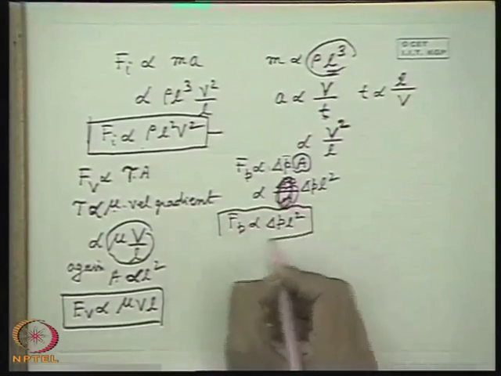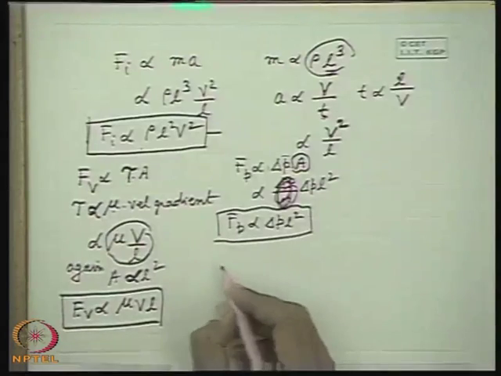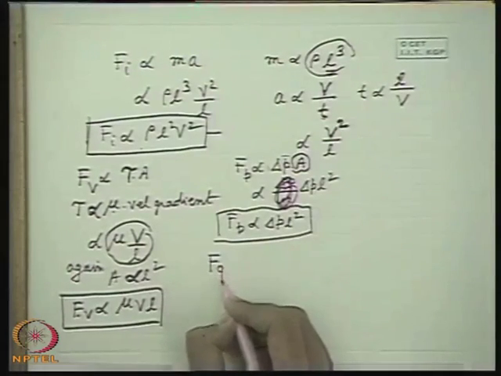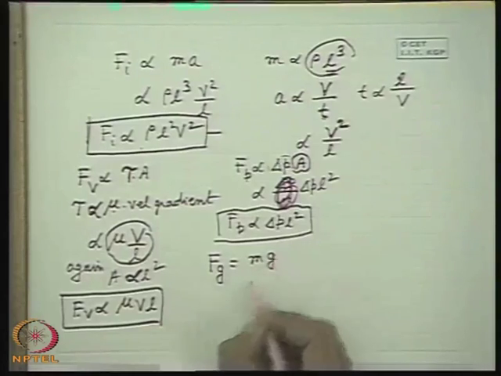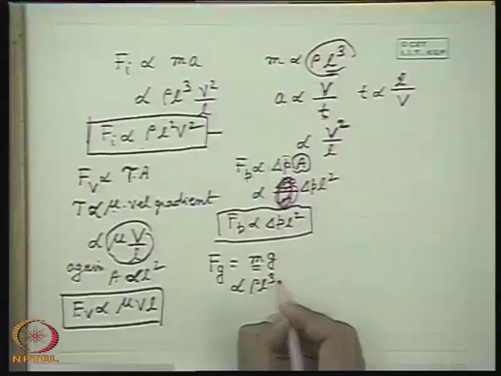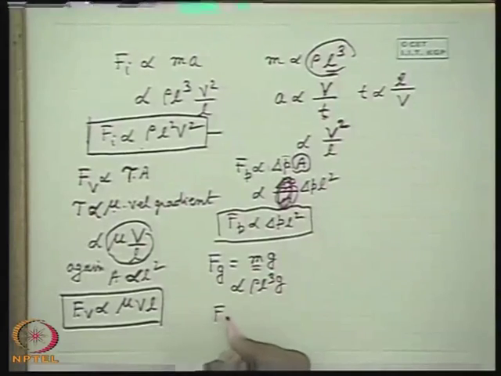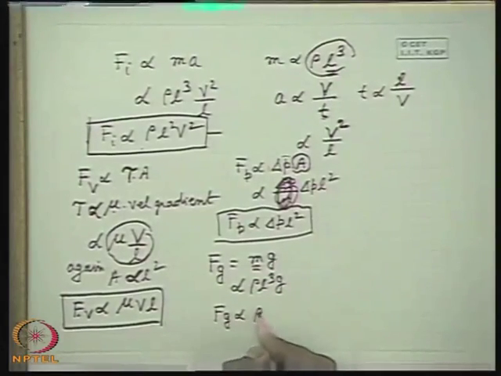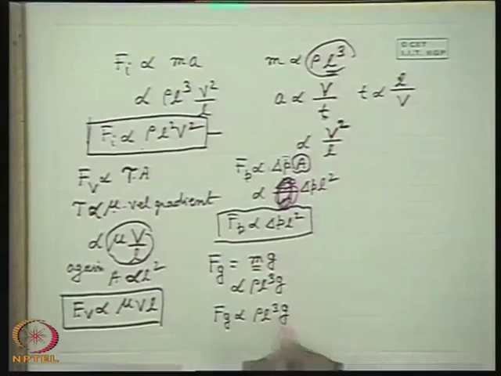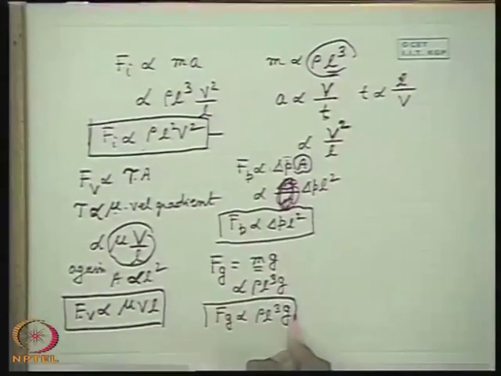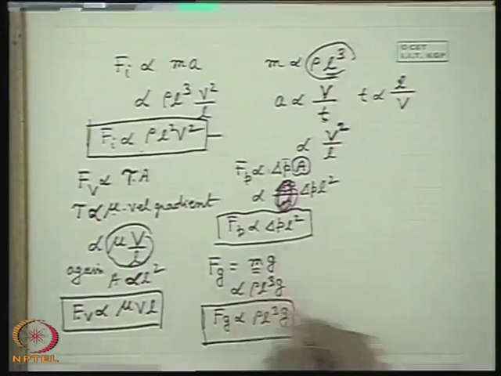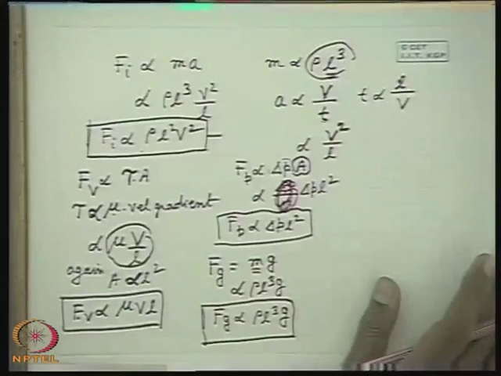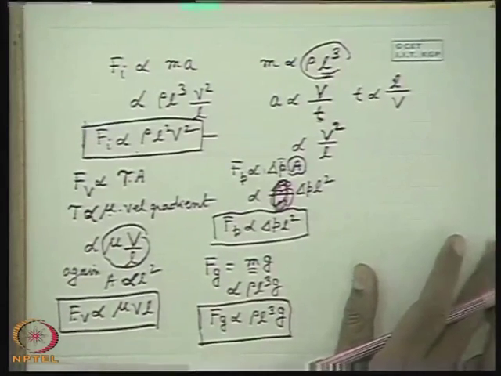Now I find out gravity force. What is the definition of gravity force? It is mass of a system times g. Mass is proportional to rho L cube. So gravity force is proportional to rho L cube g. So therefore all the forces are now expressed in terms of a proportionality factor with the parameters as we want, that is flow parameters, physical properties of the fluid and geometrical dimension.